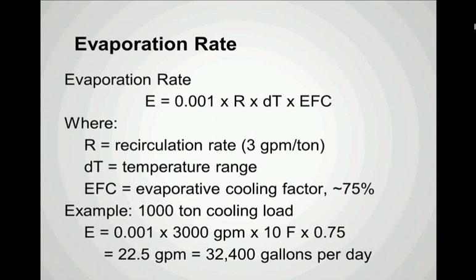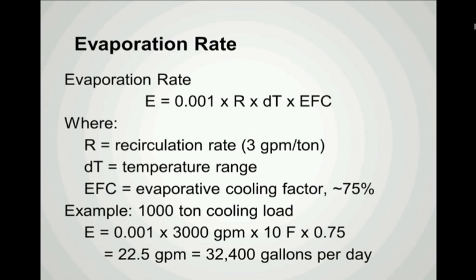We said repeatedly that cooling towers accomplish their cooling effect by evaporation. We can actually calculate how much evaporation is taking place in the cooling tower by using this formula. What we need to know is the recirculation rate, and for most cooling towers it's about 3 gallons per minute per rated ton. We need to know the temperature range, the differential across the cooling tower. We can also include an evaporative cooling factor, which says that, in essence, not all of the temperature differential across the tower is due to evaporative cooling. Some of it is due to sensible heat removal.